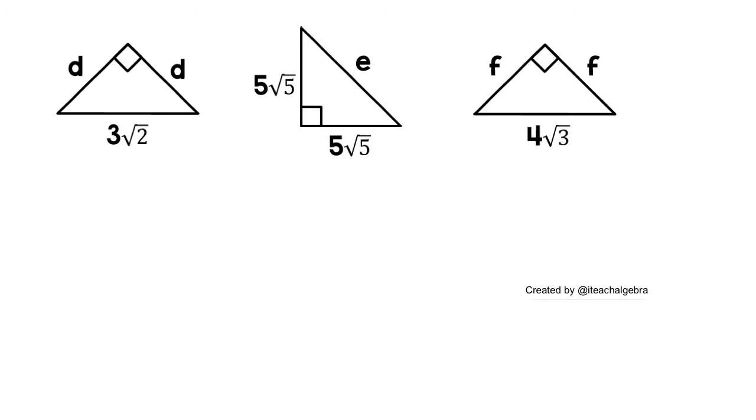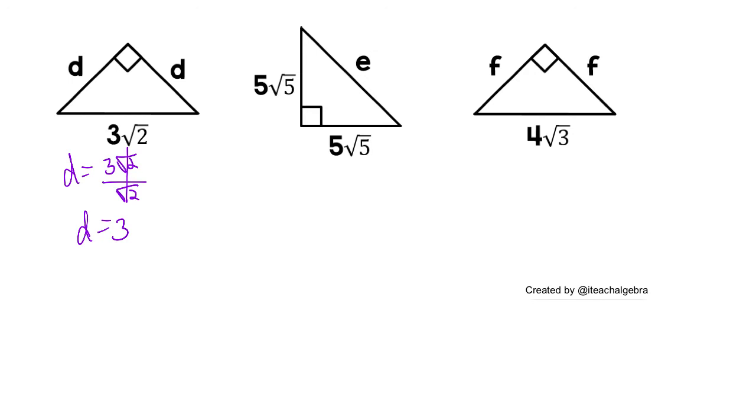Next, we want to know d. D is the leg of the triangle. So we're going to divide the hypotenuse by square root of 2. Those cancel. So d, that was wrong. Let's just start over here. D is 3.